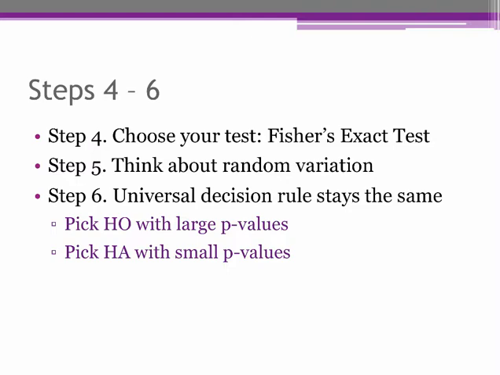Large deviations from what we expected, or if what we saw is rare, then we would go towards the alternative. Step 6 is our universal decision rule. This stays the same. This will be the same for everything we do. Pick the null hypothesis when you have large p-values, if those p-values are larger than alpha. Pick the alternative with small p-values, or if those p-values are less than or equal to alpha.